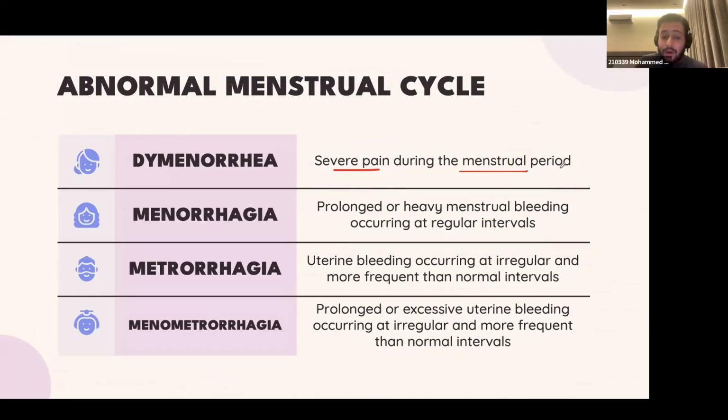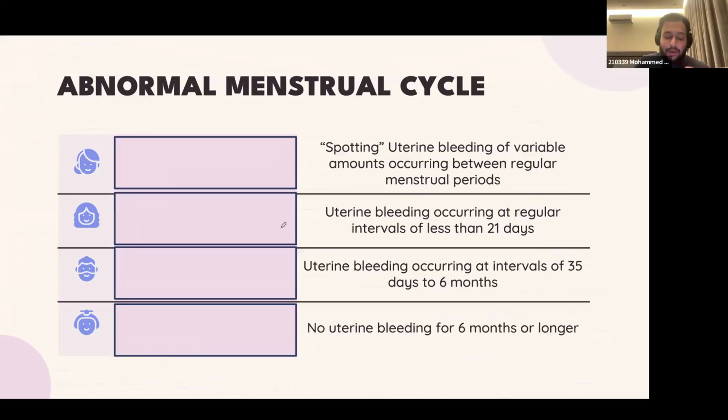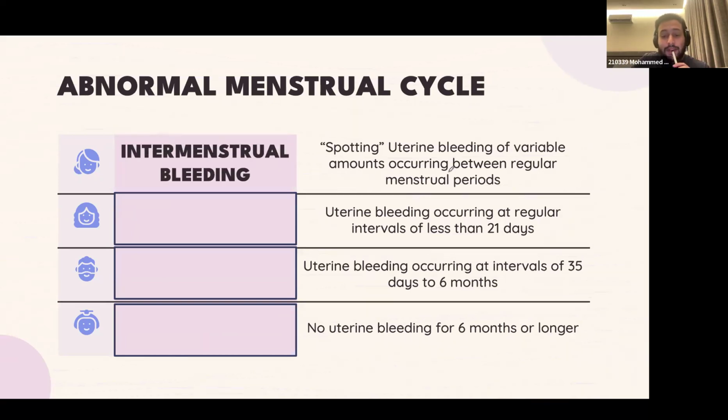These terms are very important because you will get an MCQ and it'll give you the definition and you guys put the term, okay, as the choices. So this is very important, okay? Now, if someone has not heavy bleeding, but spotting that's occurring basically between the regular menstrual periods, what do we call that? Intermenstrual spotting. Excellent. Good. Okay, or bleeding.